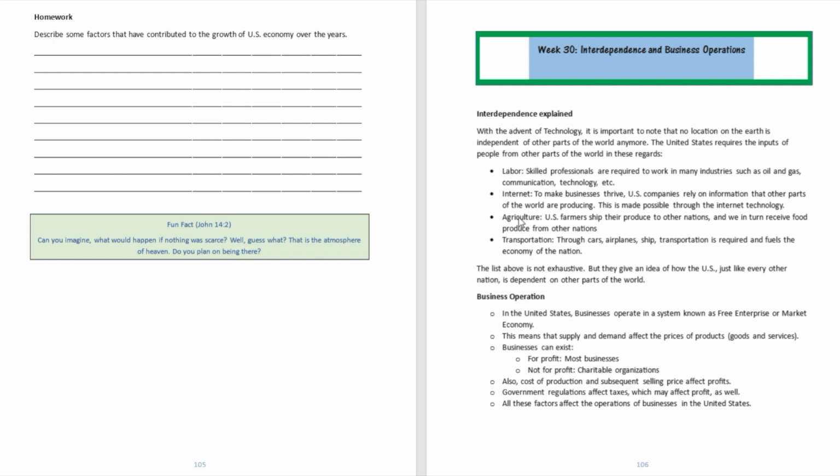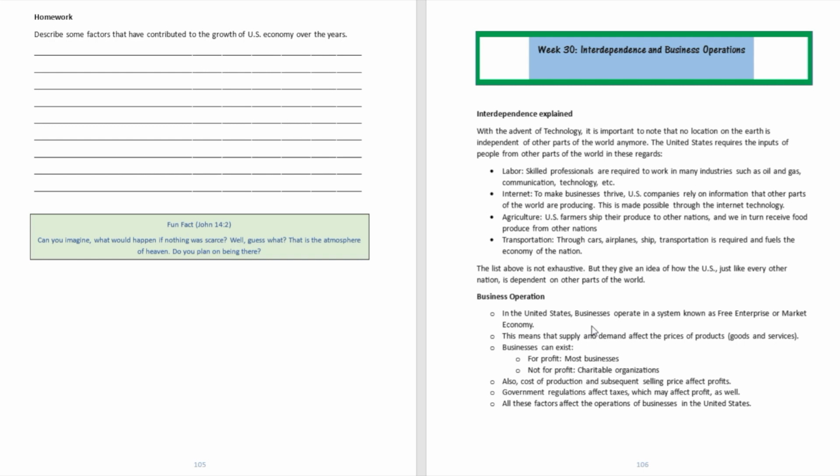And because of that, business operations, even though they are based on a free enterprise or market economy, will be affected by these interdependencies. So businesses are going to be affected by supply and demand, which are pretty much affected by the interrelatedness across the globe of the United States with other nations all around the world.